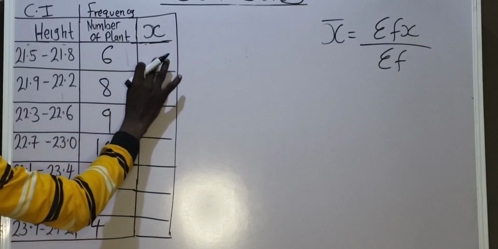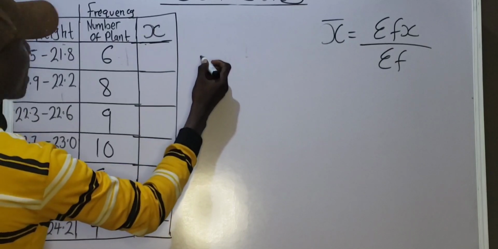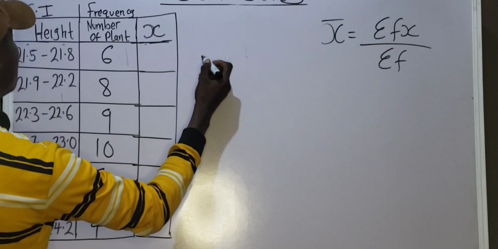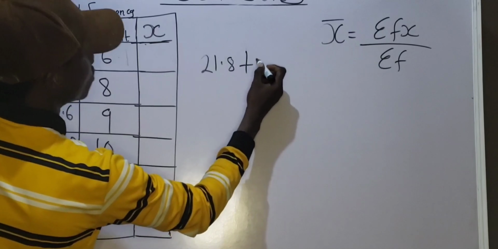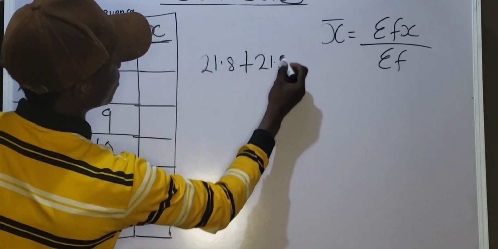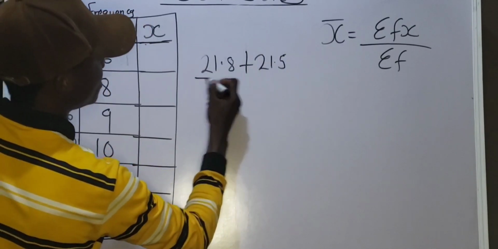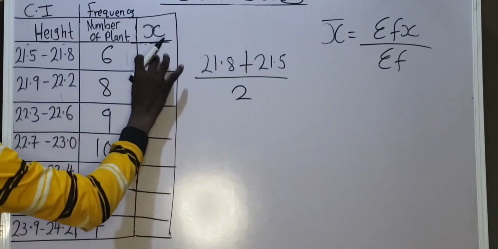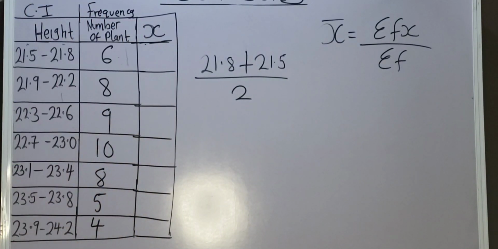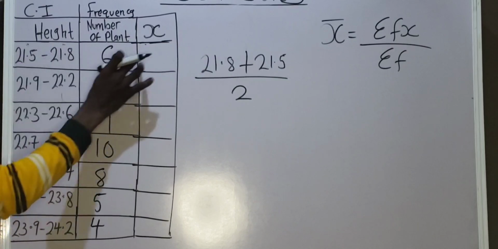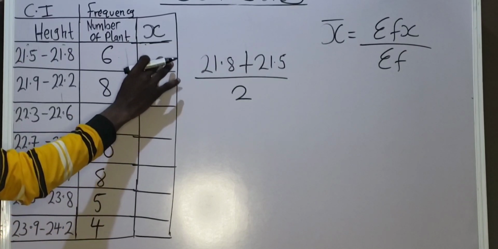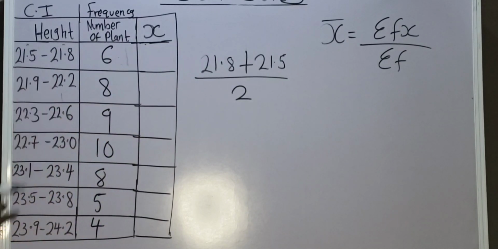So to get the midpoint of this, I'm going to sum the upper class interval and the lower class interval, that is 21.8 plus 21.5, divided by 2. That will give me the midpoint of these cells. So the value of x for these cells will be the midpoint of the respective class interval. If you punch your calculator, you're going to get 21.65.